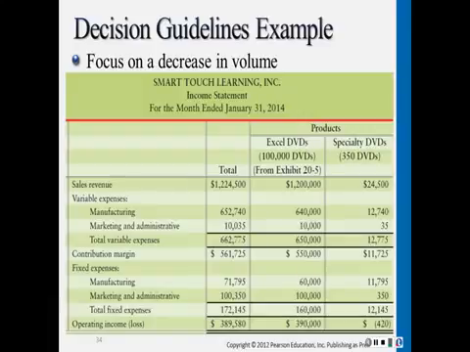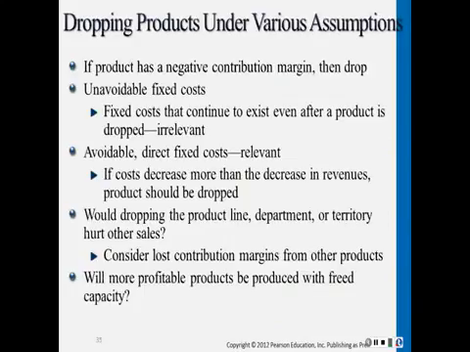This exhibit shows the company's contribution margin income statement by product, assuming fixed costs are shared by both products. Because the specialty DVD line has an operating loss of $420, management is considering dropping the product. The first question management should ask is, does the product provide a positive contribution margin? If the product line has a negative contribution margin, then the product is not even covering its variable costs. Therefore, the company should drop the product line.